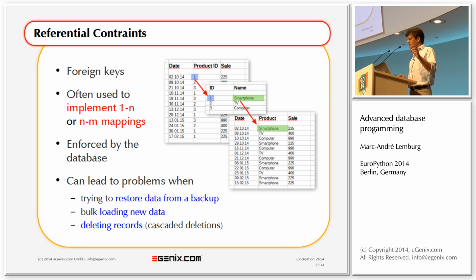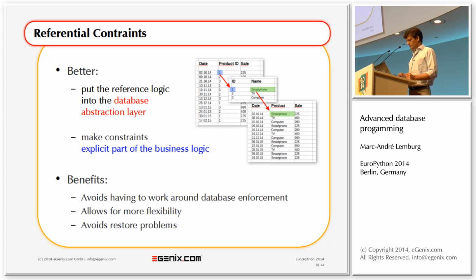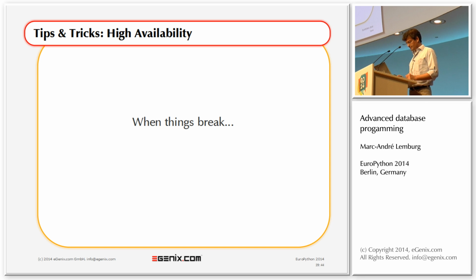Another thing that can happen is if you delete something, then you can get cascaded deletes, which is not necessarily what you want. So what we do for these things is we just completely leave out the referential constraints and put everything into the Python database abstraction layer, which has much more knowledge about these things. It's also a good idea to put those things into the business logic. And then you avoid all these things. So if you run into an emergency situation where you have to quickly load data from a backup again, you don't have to think about how to turn off the referential constraints. You just load everything and it works.